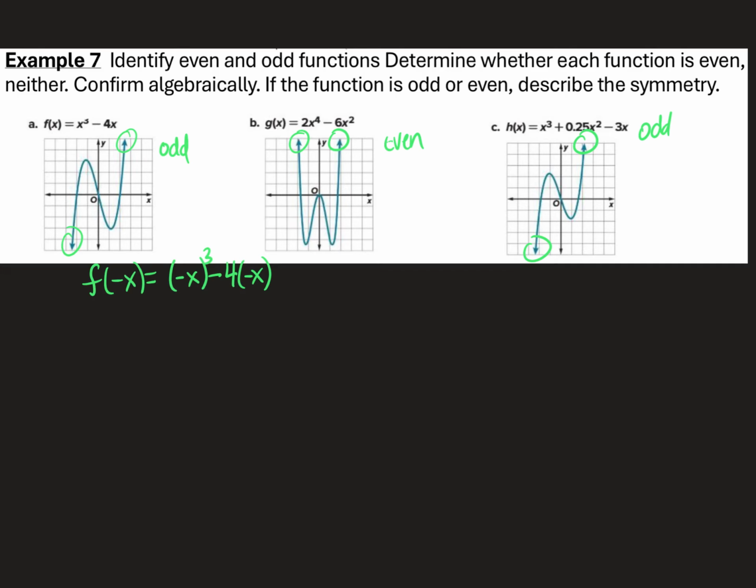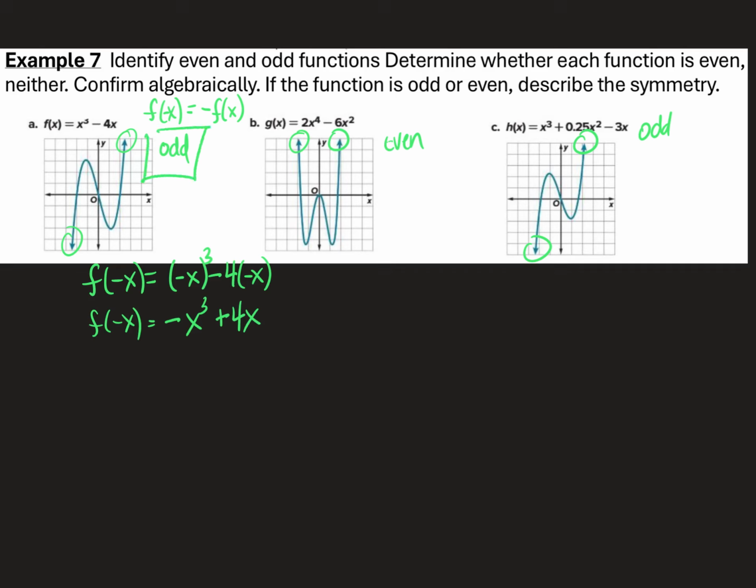So I'm going to evaluate f of negative x, which would equal negative x cubed. A negative times a negative times a negative is still a negative, so negative x cubed. And then negative 4 times negative x is positive 4x. So what I need to figure out is whether f of negative x is equal to the opposite of the original function. So what's the opposite of x cubed minus 4x? It would be negative x cubed plus 4x. Is this negative x cubed plus 4x? Yes, it is. So this is an odd function.